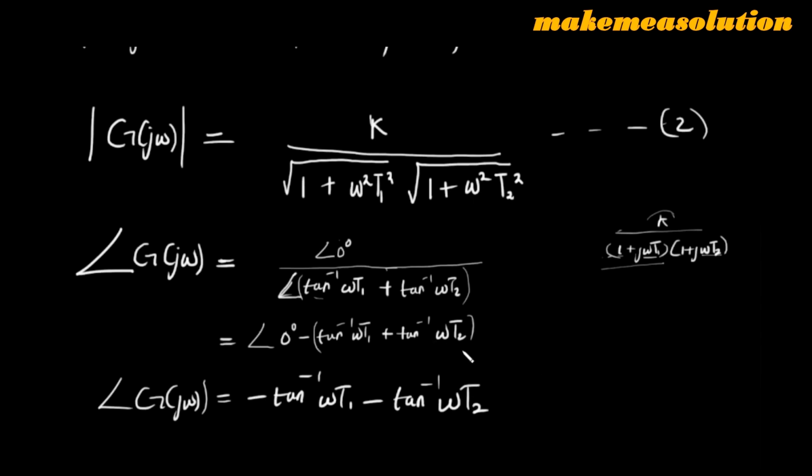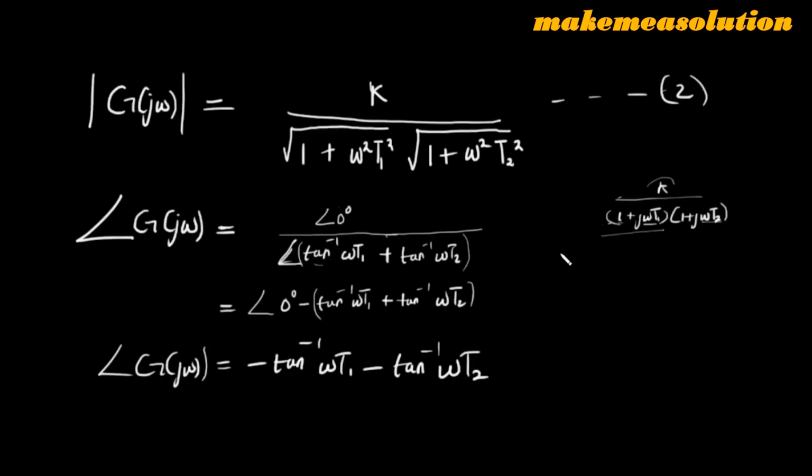So henceforth, when we are calculating the phase, I'll just calculate the phase of the numerator, 0, then I'll subtract all the individual phases in the denominator. So the phase of the numerator being 0 degrees, 0 minus, then the phase of this one is minus tan inverse of this, then minus tan inverse of this particular one. Okay, so I hope you get how to calculate the magnitude and the phase.